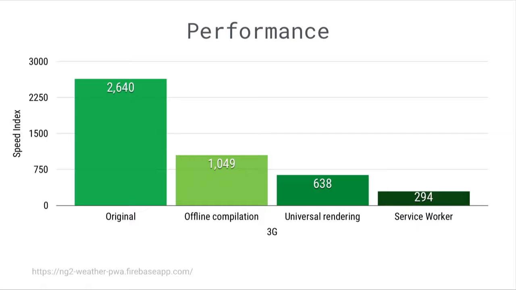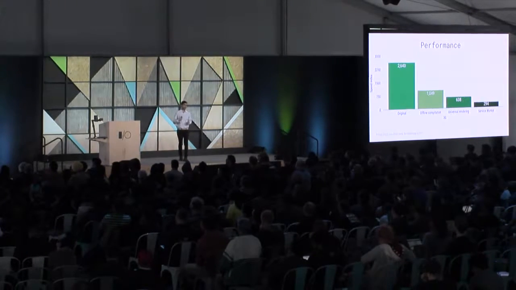We start off with a speed index of 2,640 on 3G. Once we've added in offline compilation, service worker, and universal rendering, we're down to almost nothing. You're in a place where universal rendering has made a huge difference. And this is very much true of the React app we were working on earlier as well. Server-side rendering makes a huge difference, really huge difference. And as you can see, with service worker in place again, repeat visit is close to nothing. Users are going to feel it being instant.